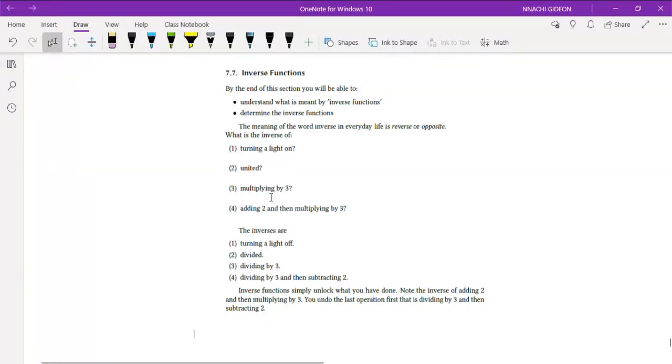So the last one, adding 2, then multiplying by 3, becomes dividing by 3, then subtracting 2. Because for BODMAS, division comes before subtraction and addition. So despite that we added before we multiplied, in the inverse function we followed the rule of BODMAS. Okay, so inverse function in a nutshell is just redoing what you have done before.